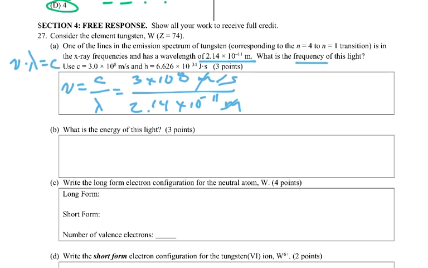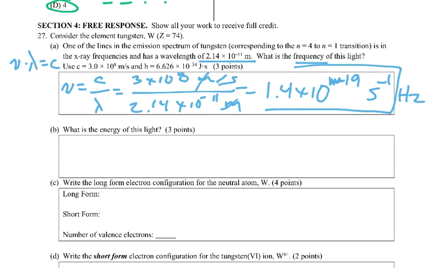So meters drop out, and we're going to be left with seconds to the -1 or hertz. Those are both the same thing. And the answer to this is 1.4 times 10 to the negative 19th joules. Not joules. Seconds to the -1. I'm sorry, that's not negative, it's positive. Okay, so get that out there. So 1.4 times 10 to the 19th seconds to the -1 or hertz.